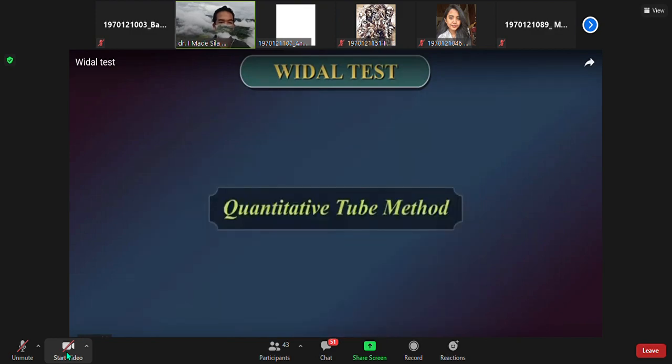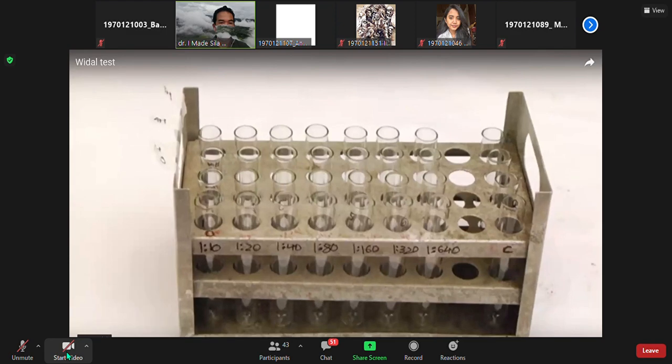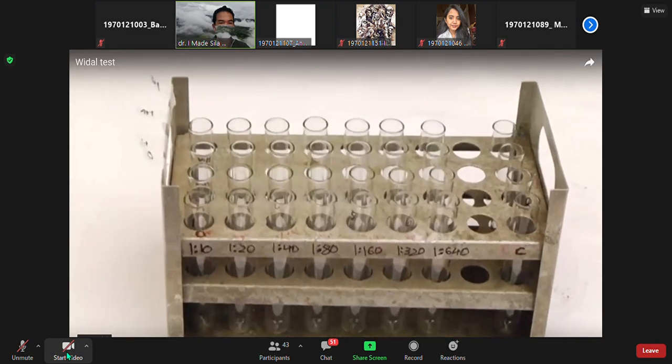Quantitative tube method. Take an appropriate number of sets, 1 set for each antigen suspension, of 8 tubes or test tubes and label them 1 to 8.